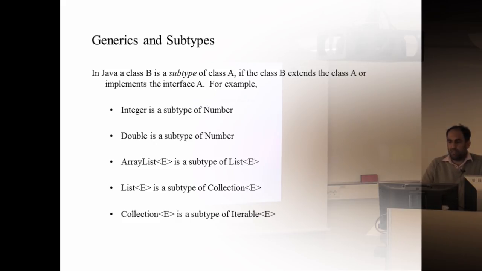From the previous lecture, we know from the Java library that Integer and Double are both subtypes of Number. And ArrayList, List, Collection and Iterable are all part of the Java Collections Framework. We will learn about this in the second part. But for now, just remember that ArrayList is a subtype of the List interface, List is a subtype of Collection, and Collection is a subtype of Iterable.